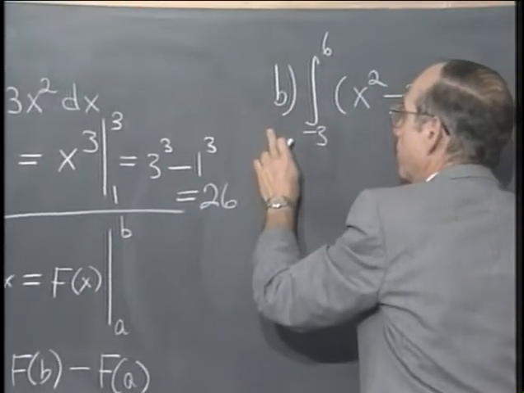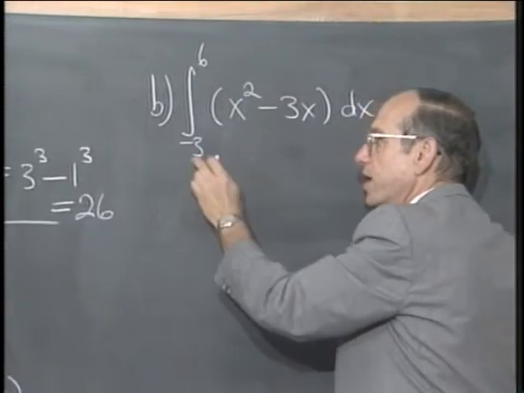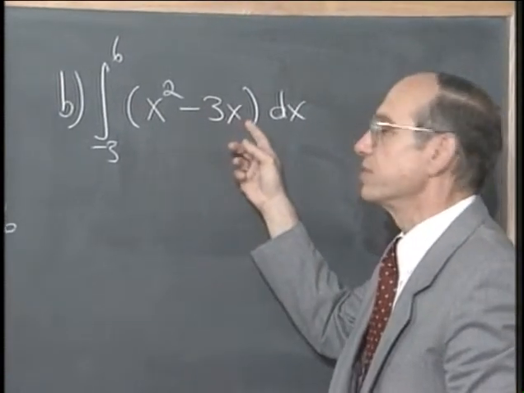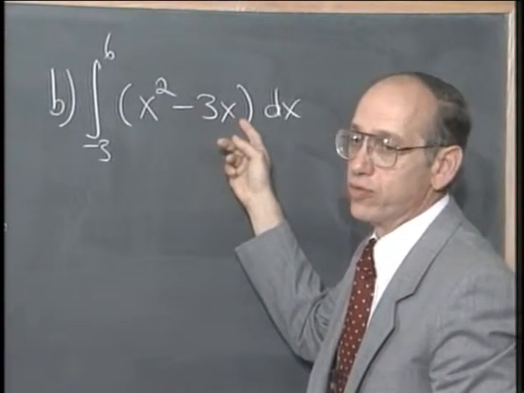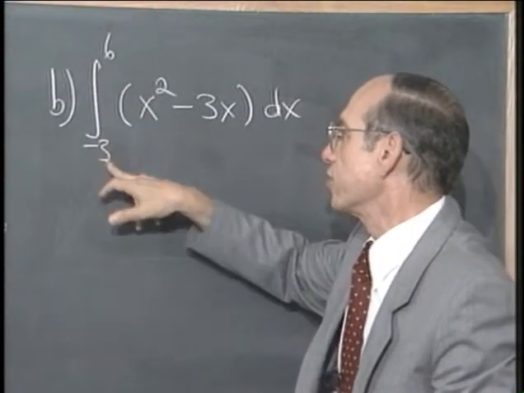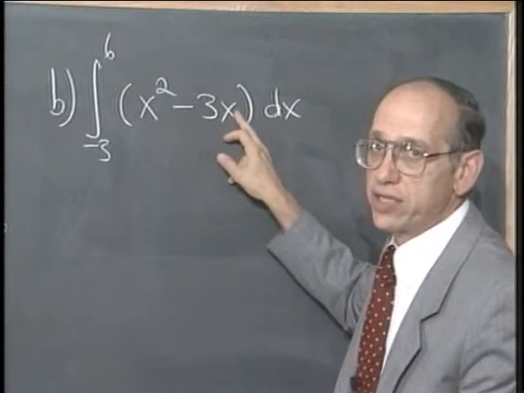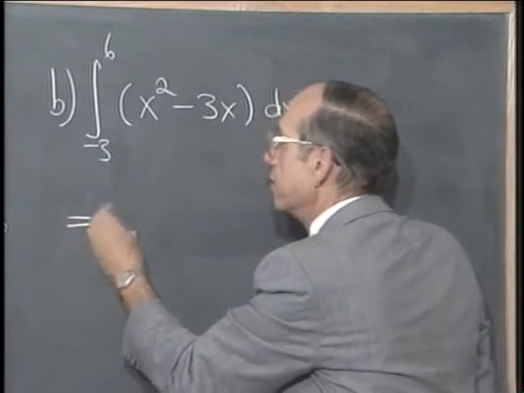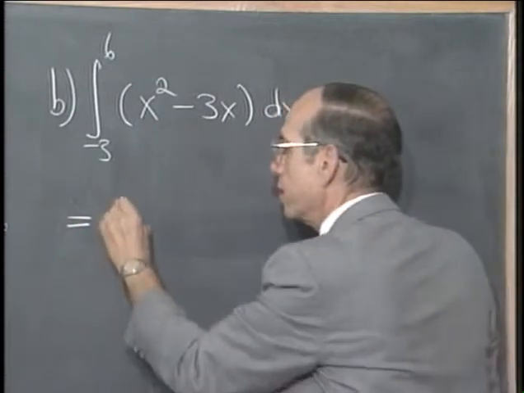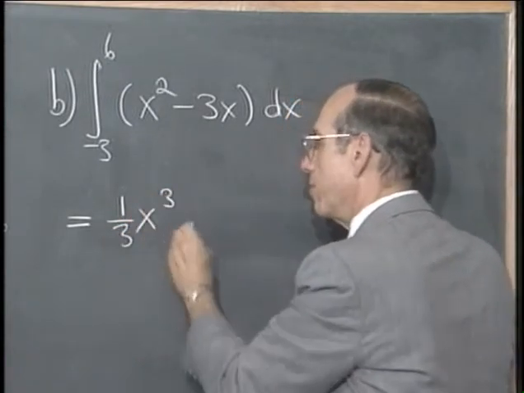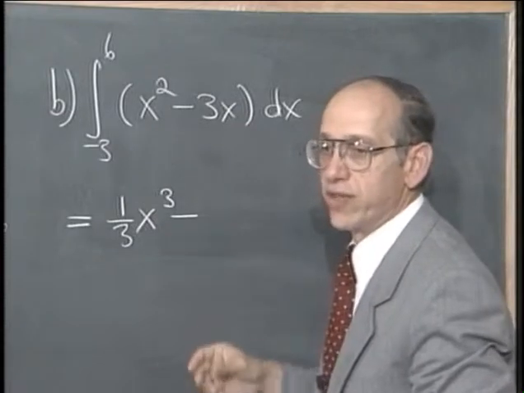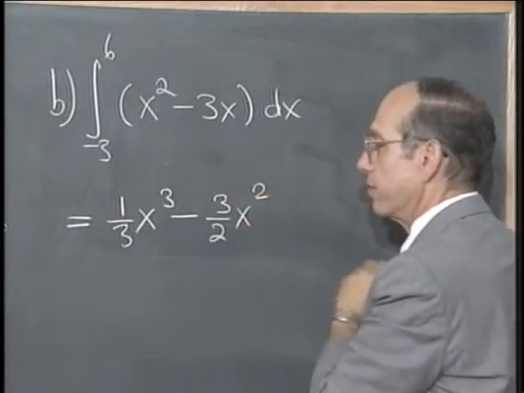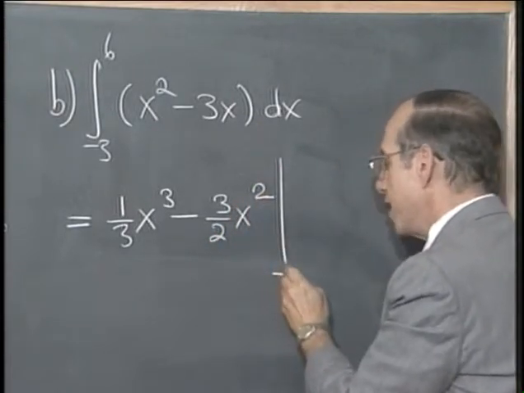Take a look at part B. In part B, it's just a little more complicated. The lower limit here is minus 3, the upper limit is 6, and we have two terms whose antiderivative we want to find. So we have the integral from minus 3 to 6 of x squared minus 3x, the whole thing times dx. Nevertheless, the method is the same. We take first the antiderivative. The antiderivative of x squared is 1/3 x cubed minus the antiderivative of 3x. Well, that's 3 times the antiderivative of x, so that's 3/2 times x squared. And we evaluate this from minus 3 to 6.